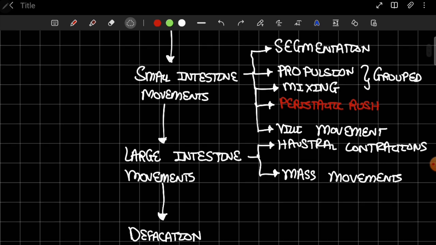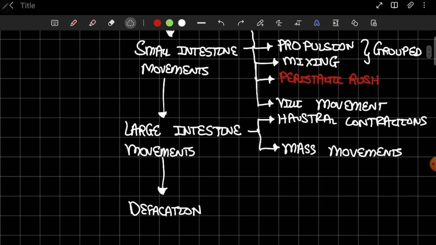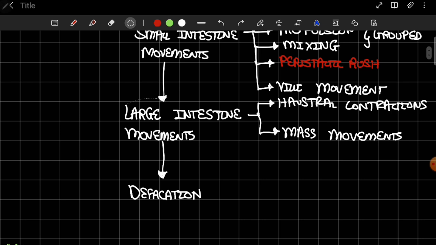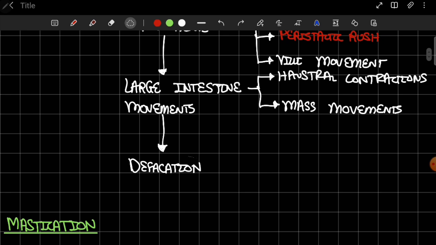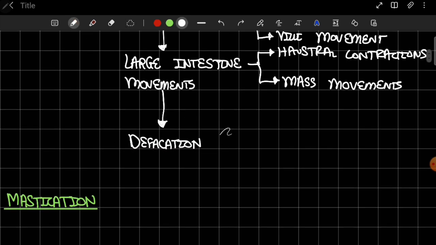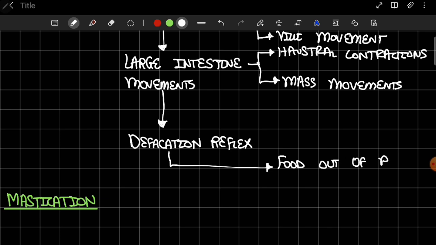Now, after the small intestine, from the ileocecal junction, the food will enter the large intestine and the large intestine movements will occur. The large intestine movement includes the haustral contraction and the mass movements. And the last step, the defecation or the defecation reflex, and the journey ends with food out of the body.